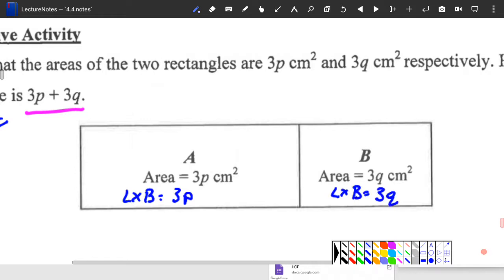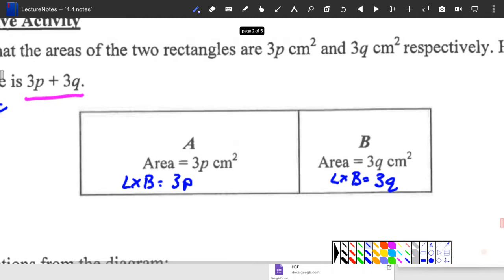If they have the same breadth, can you make a guess what is the breadth? Is it 3 or is it p? 3. Does it make sense? So this is 3, then what is this? P. This is 3, then this is Q. Make sense? So can you fill in the diagram? Chloe, what did I say? Chloe?